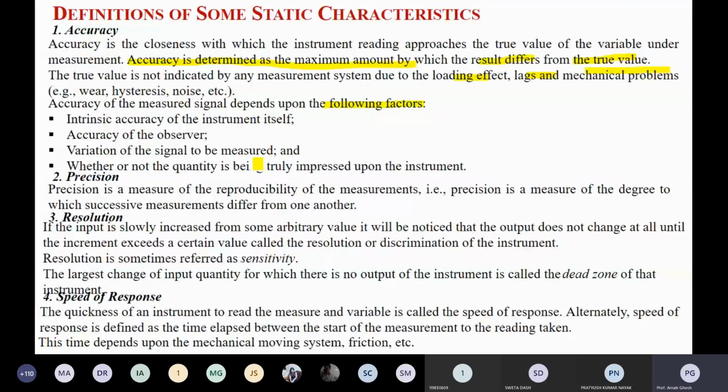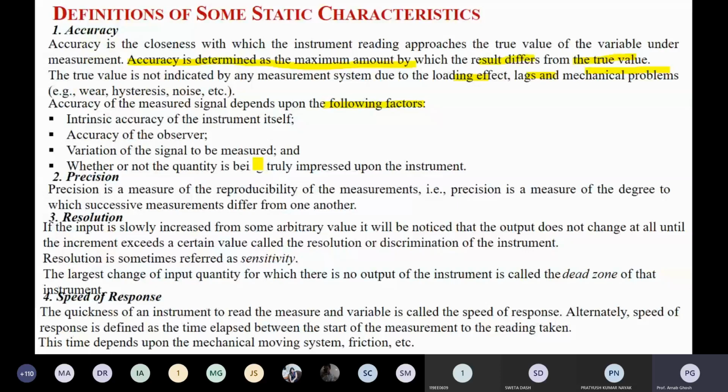The variation of the signal to be measured: even a very minimal amount of variation should definitely be measured by the instrument. That feature is also responsible for the accuracy of the measuring instrument. And the third point is quantitative measurement: how much quantitative measurement is possible in your instrument, how much quantitative analysis you are going to do. That's also important.